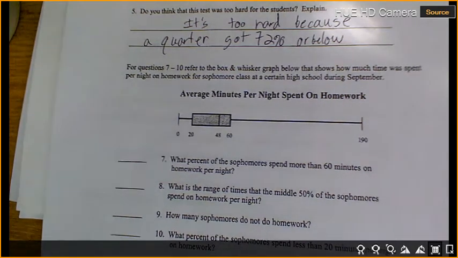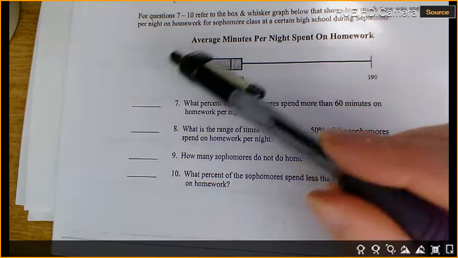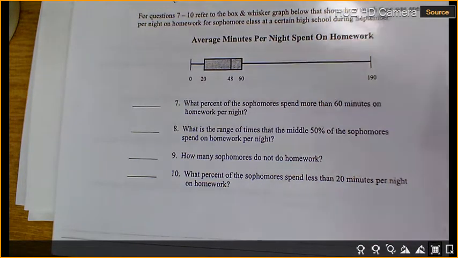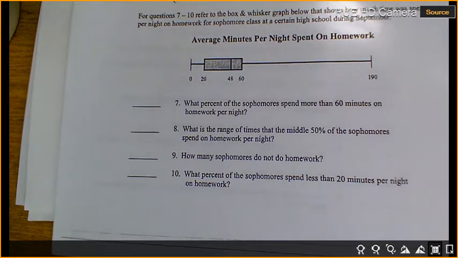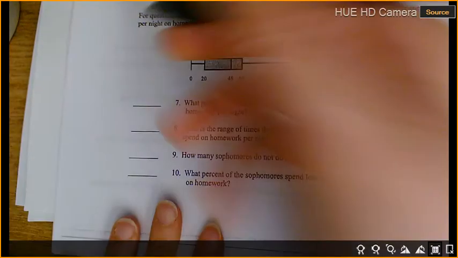All right. 7 through 10 refers to the box and whisker plot graph and shows how much time was spent per night on homework for sophomore classes at a certain high school during September. Average minutes per night spent on homework, from 0 to 190. What percent of the sophomores spent more than 60 minutes on homework? More than 60. 25%.